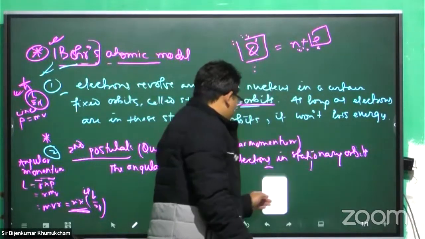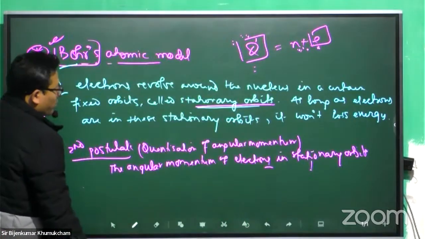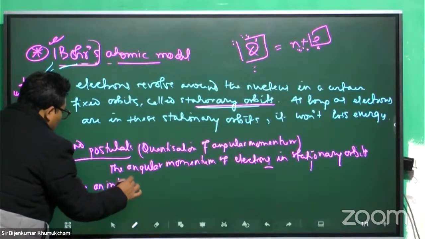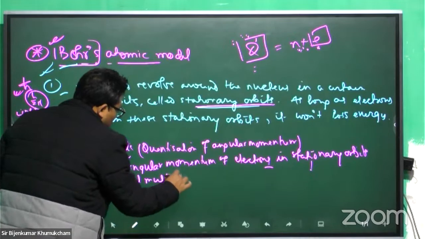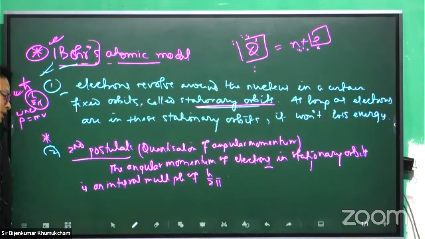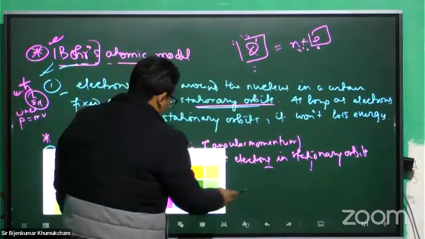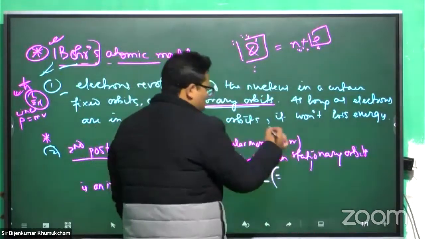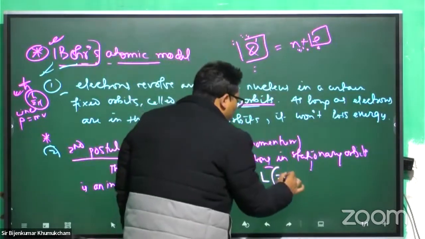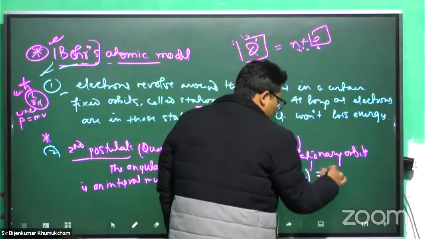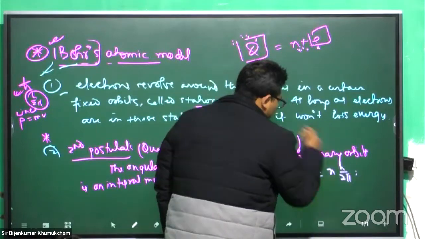So it says that the angular momentum of electrons in the stationary orbit is an integral multiple of h by 2 pi. Even though they say integral, don't use a minus sign. This is your angular momentum L, which in Bohr's theory equals n times h by 2 pi.